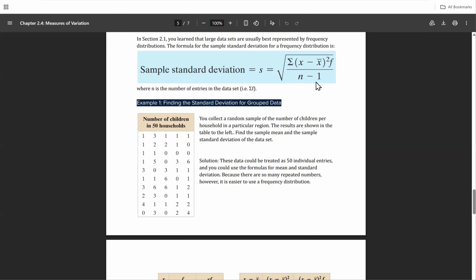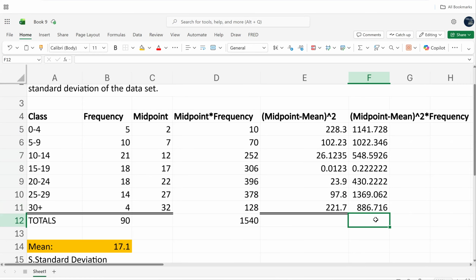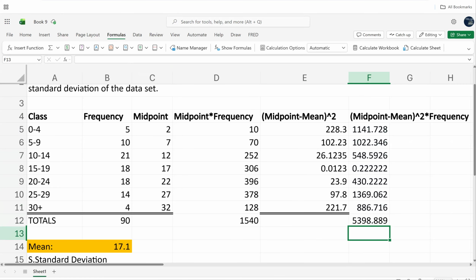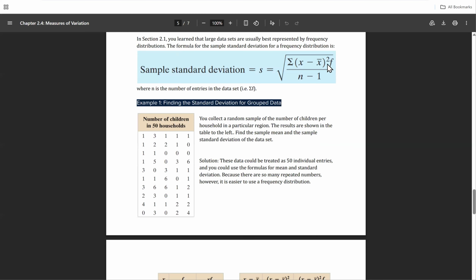So back to our formula, we have now done all of this in the numerator except for the sum part, but that's okay. We can just sum that right up. Click right below that column and go to my formulas, do auto sum, and it's going to guess what you want to sum. Yes, that is correct. Okay. So now we have this, the entire numerator is taken care of, thank goodness.